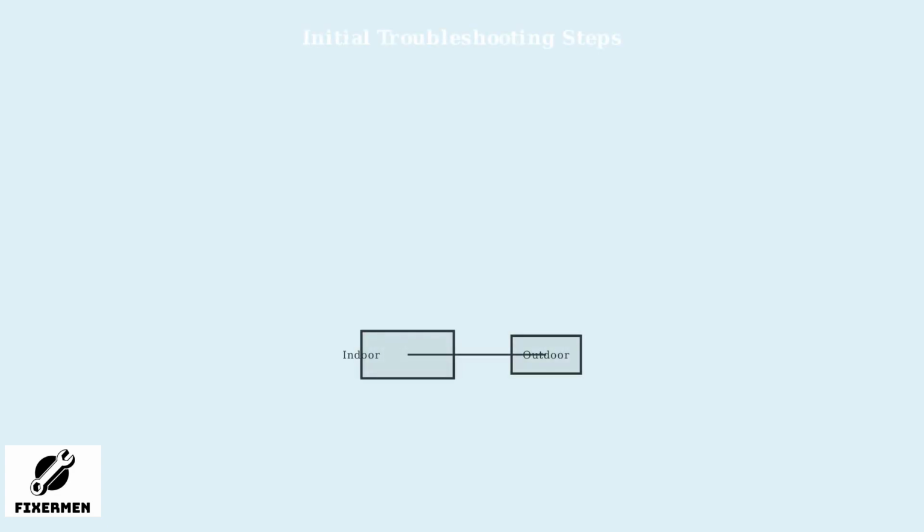Before calling a technician, try these basic troubleshooting steps to resolve error code 240. Many issues can be fixed with simple checks. First, power cycle your system by turning it off at the breaker box, waiting 30 seconds, then turning it back on. This can reset electronic controls and clear temporary glitches.